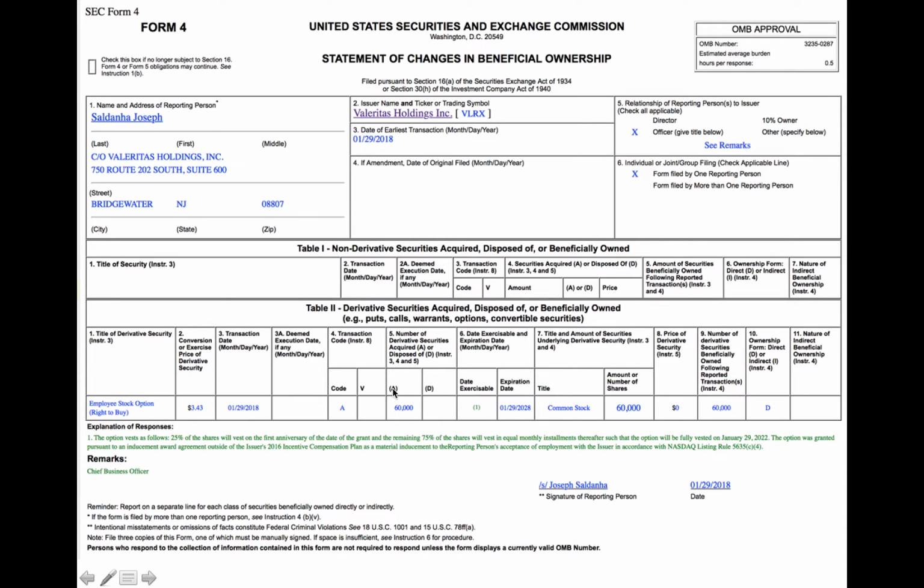And here, if you would have something in here, that would mean he disposed of these shares at this price, but in this case it's an A, which means acquired. So he acquired 60,000 shares at an average price of $3.43, right? And yeah, that's basically it. So you know who owns the shares and where he bought them and at which date.